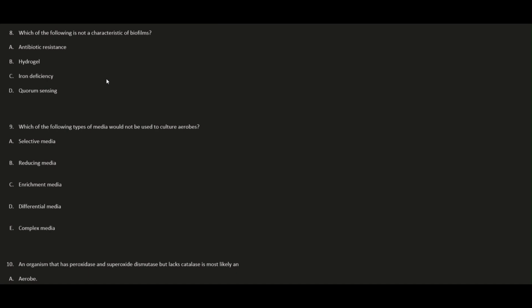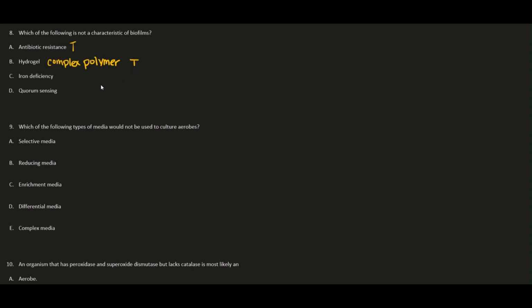Number 8. Which of the following is not a characteristic of biofilms? A, antibiotic resistance. Well, that is true. It is a characteristic because it has a slime layer that protects the bacterium that are inside. We have B, a hydrogel. Well, hydrogel is a complex polymer that's associated with biofilms. So this is true.